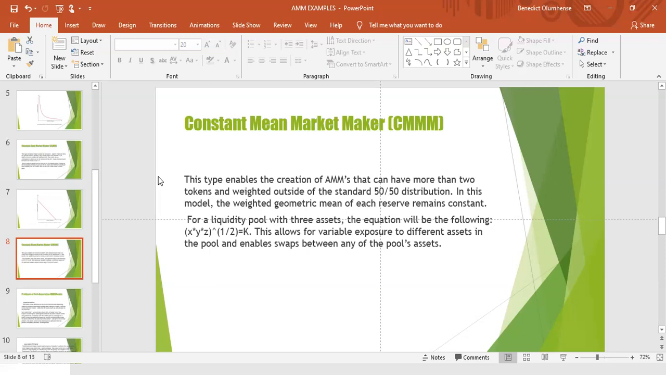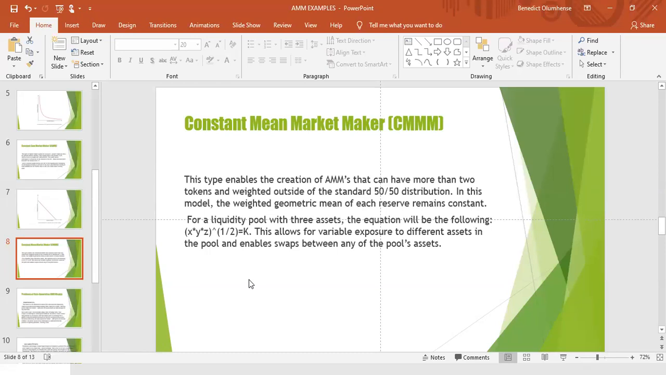So in this model, the formula is pretty much different, right? You have 3 assets, and the equation must be X multiplied by Y multiplied by Z to the power of 0.5, which is 1/2, equals K, right? So what does this mean in general? You have variable exposure to different assets in the pool, right? And you can enable swap between any of the pool assets.